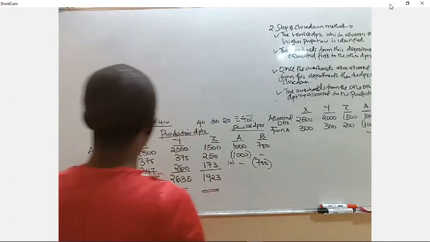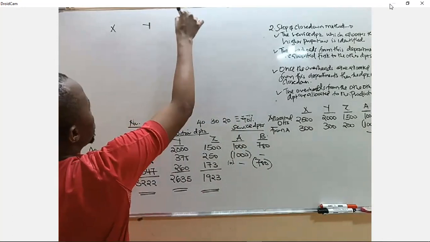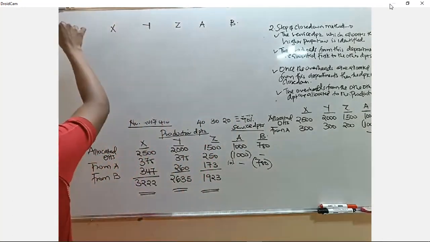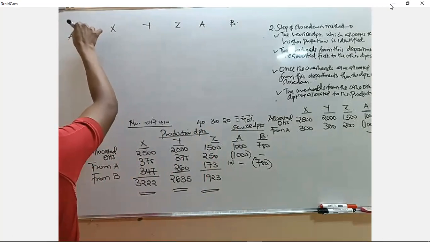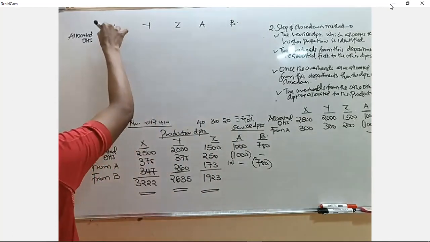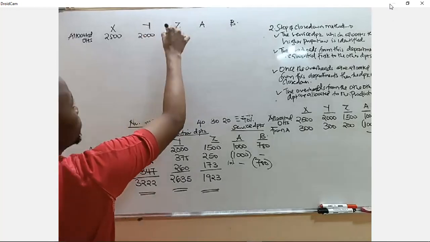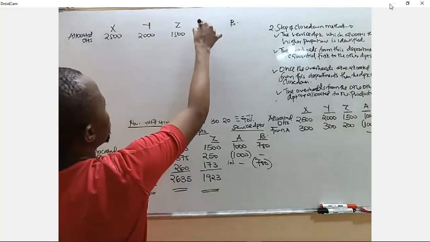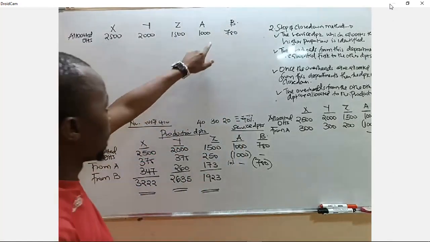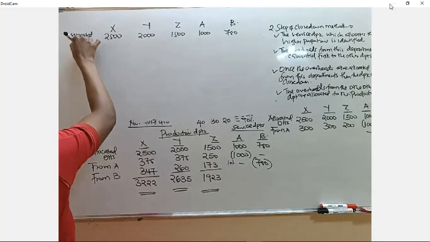So we have our X, we have our Y, we have our Z, we have our A, and then we have our B. Good. So we have our allocated overheads. We have 2,500. The other one will be 2,000. Then hapa tumesema 1,500, 1,000, and 780. Tumesema the one which allocates the highest overhead is distributed first. Na hapa tukasema from A.